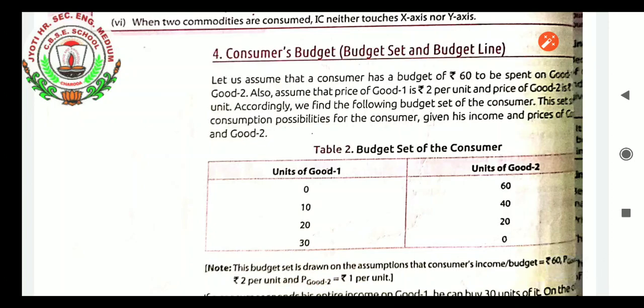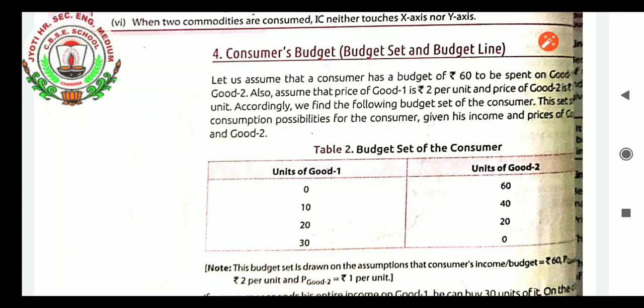And the budget line, the line which helps us know about the budget decided by us, that graph itself is known as the budget line. Let us assume that a consumer has a budget of rupees 60 to be spent on good 1 and good 2. Also assume the price of good 1 is rupees 2 per unit and the price of good 2 is rupees 1 per unit. Accordingly, we find the following budget set of the consumer.